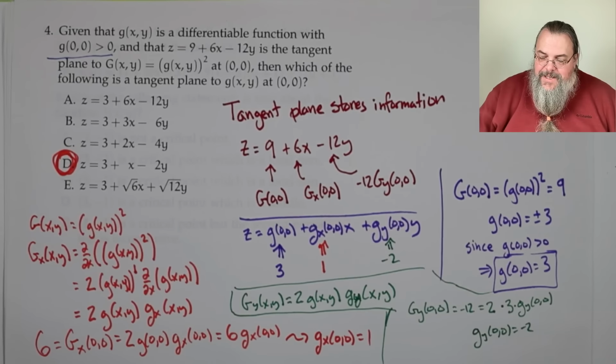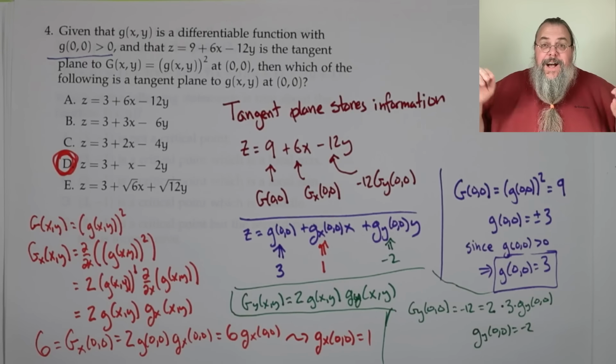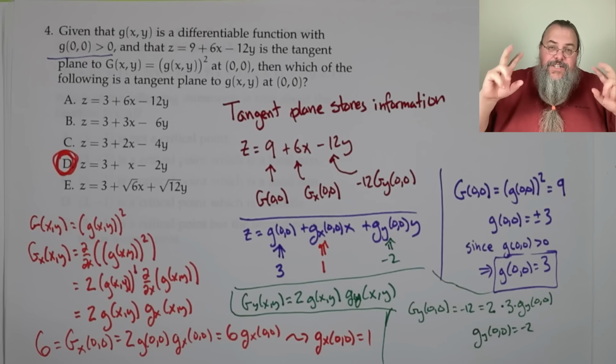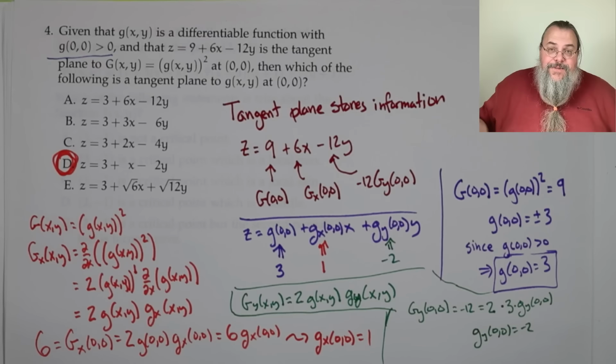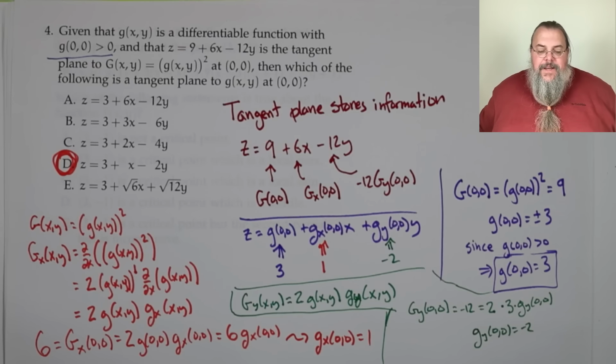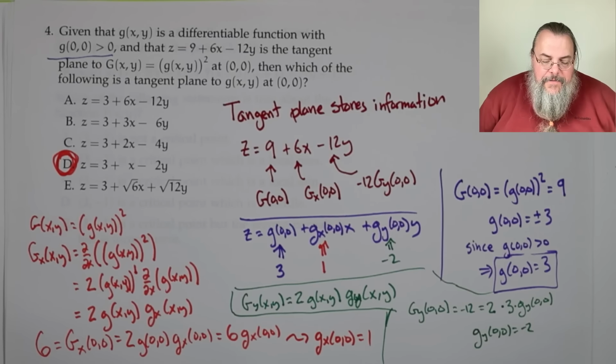So there we go. We did it. Essentially what's happened is we said, I can tell you the tangent plane to the square. Can you tell me the tangent plane to the original function? And so that's what was going on. And so yeah, you have to be careful.